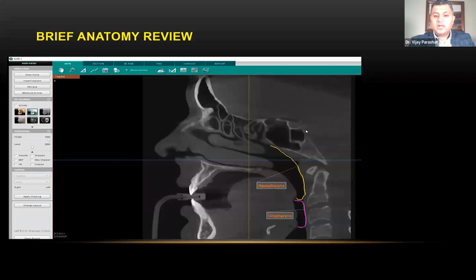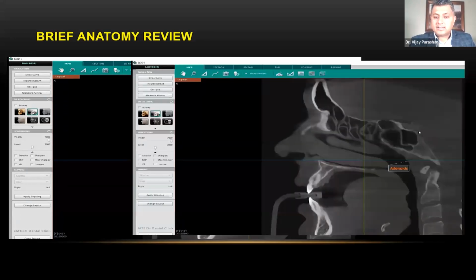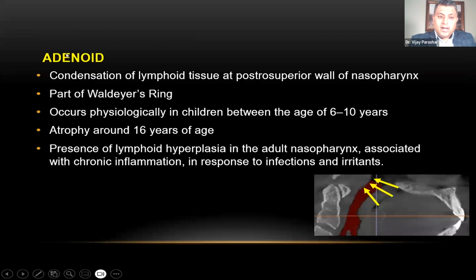Before we get to that, let's quickly review some of the anatomy that is relevant when you are looking at the airway. Here on the posterior pharyngeal wall, this is where adenoids are present. Take a look at the airway. This is where adenoids are. Adenoids, as we all know, just a quick recap, are lymphoid tissue, posterior superior, which is back here, on the posterior wall of the pharynx. It's part of Waldeyer's ring.